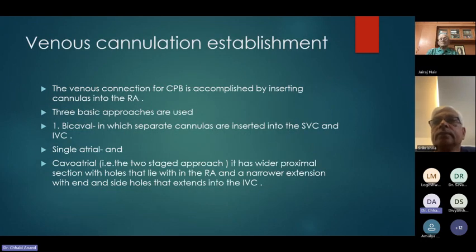Venous cannulation establishment. The venous connection for CPB is accomplished by inserting cannulas into the RA. Three basic approaches are used: bicaval, in which separate cannulas are inserted into the SVC and IVC; single atrial; and cavo-atrial, that is the two-stage approach. It has a wider proximal section with holes that lie in the RA and a narrower extension with end and side holes that extends into the IVC.